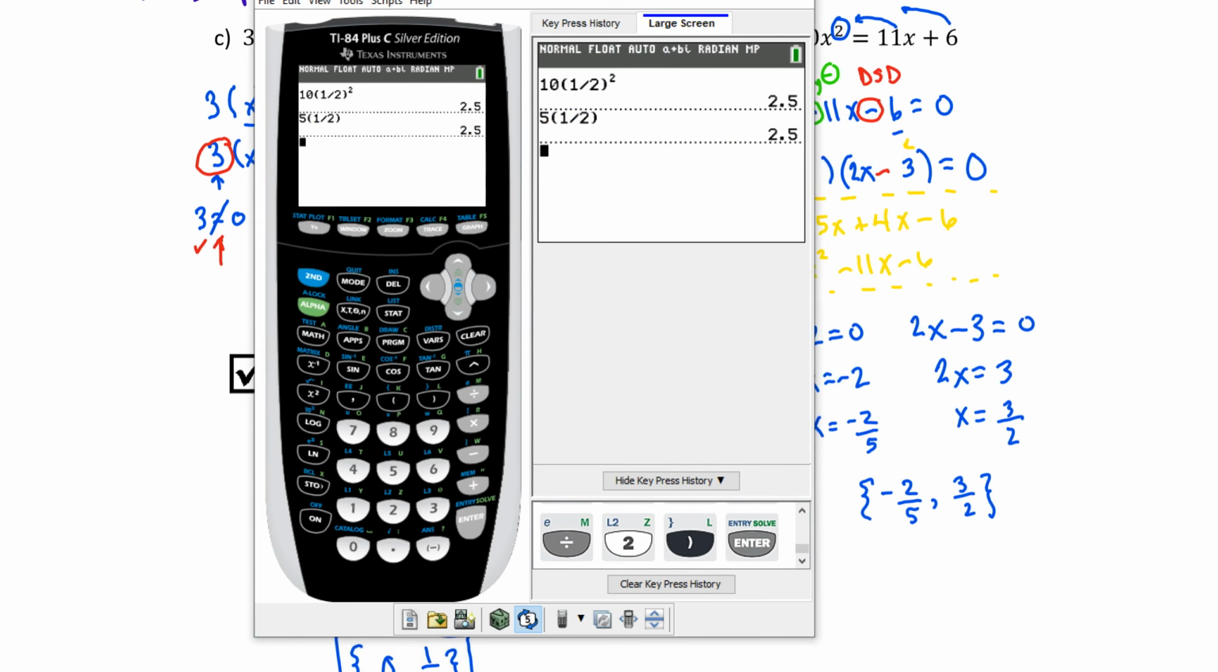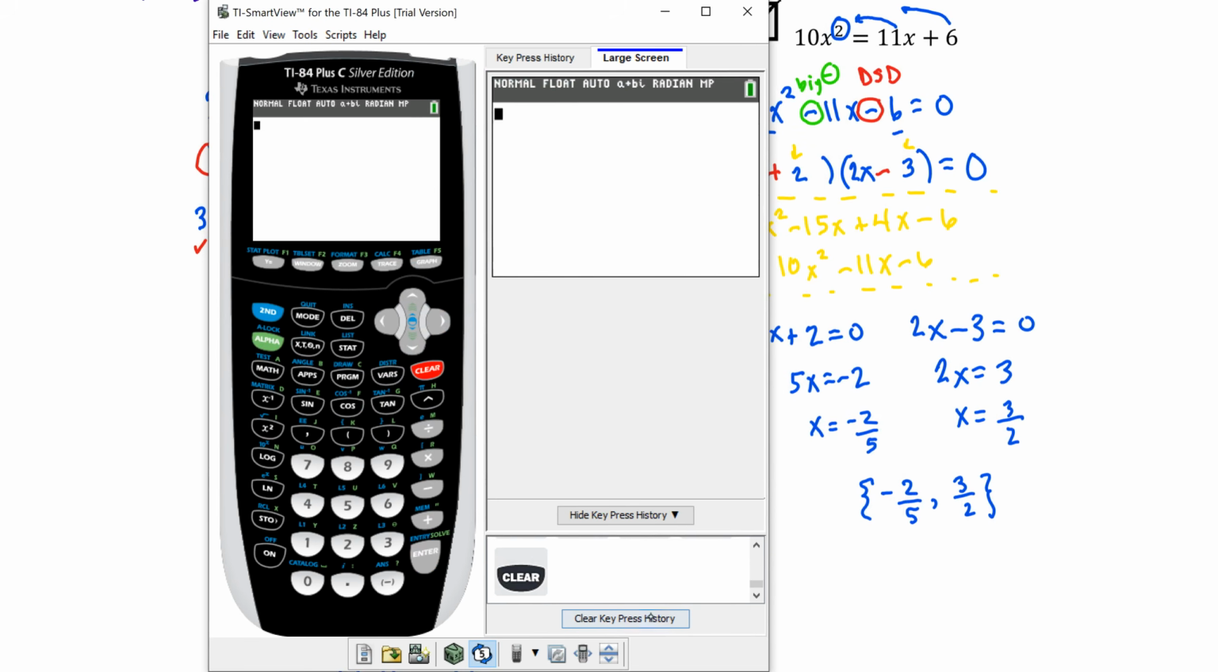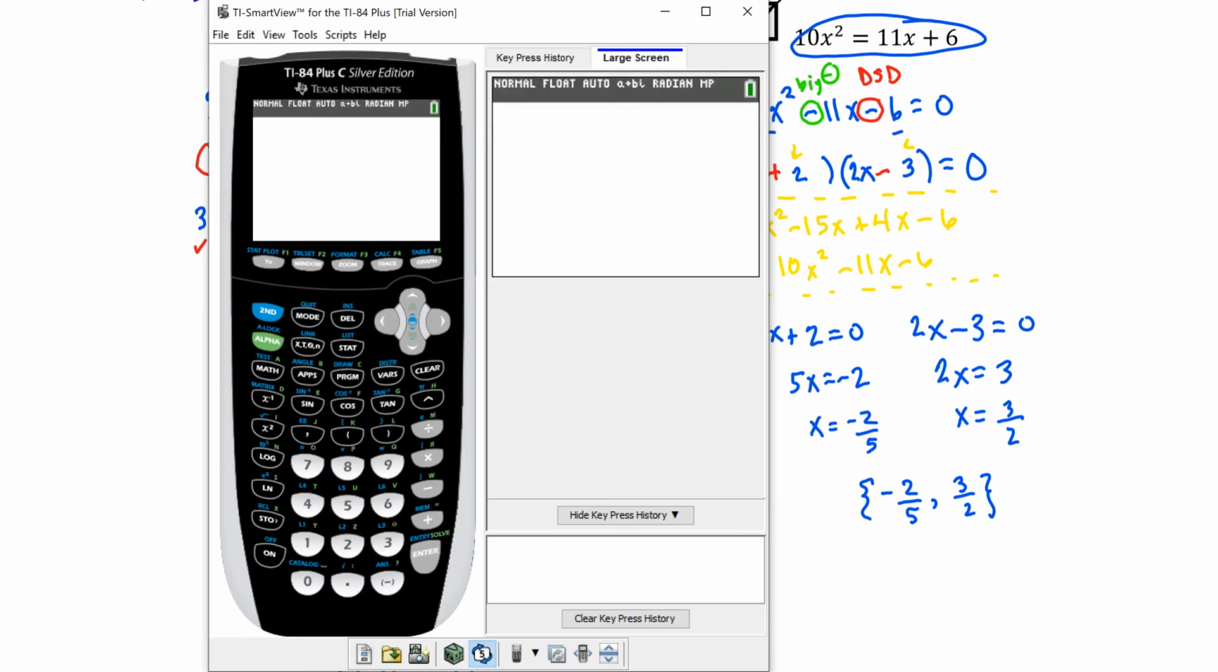So let's double check with our calculator. I'm going to take my two values, starting with negative 2/5, and I'm going all the way back to the original equation, and I'm going to plug it in on both sides. So starting with negative 2/5, on the left side, we have 10 times negative 2/5 squared, and on the right side, we have 11 times negative 2/5 plus 6. And both sides give us the same value, so we know negative 2/5 is the correct solution.